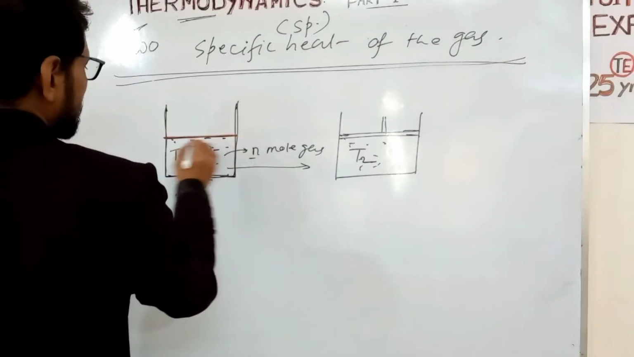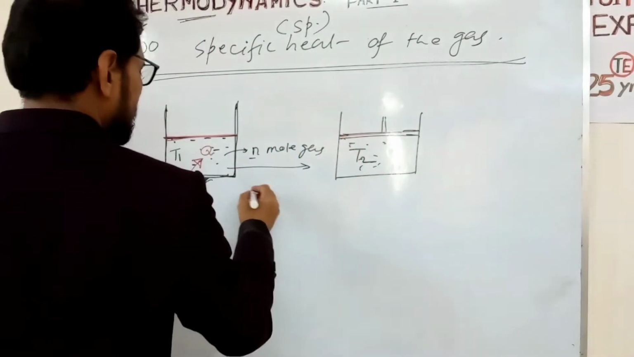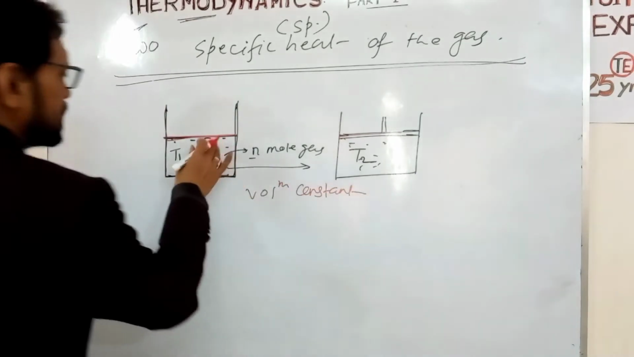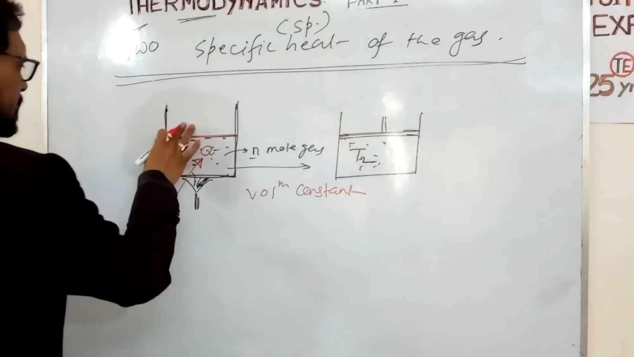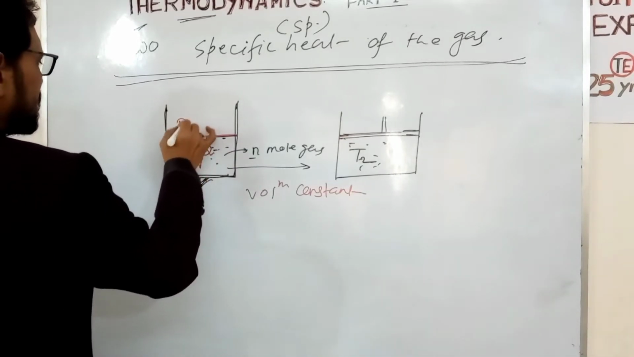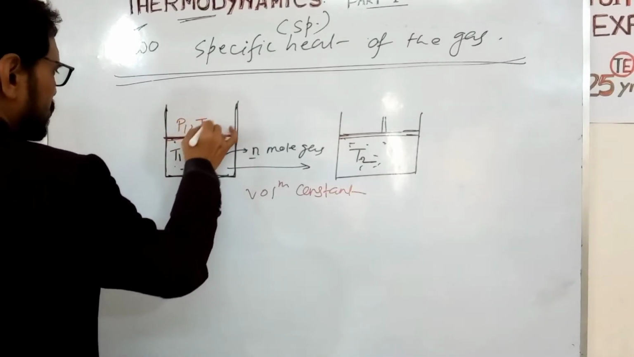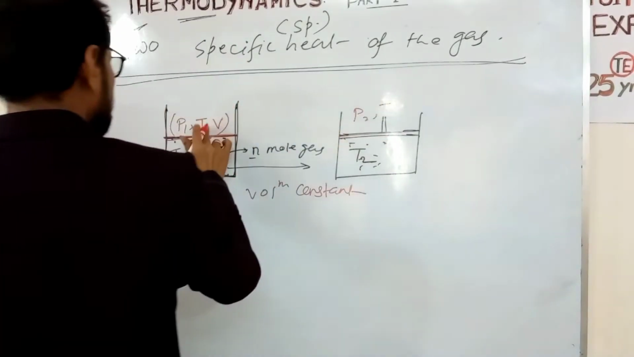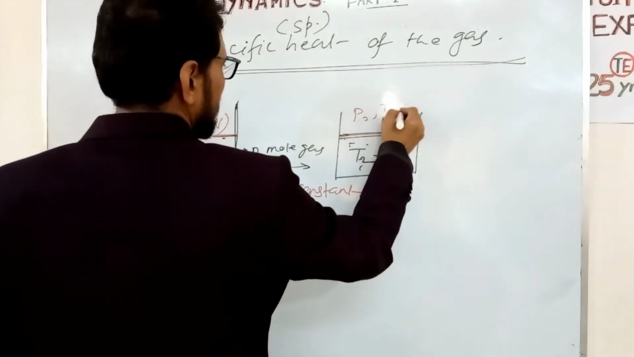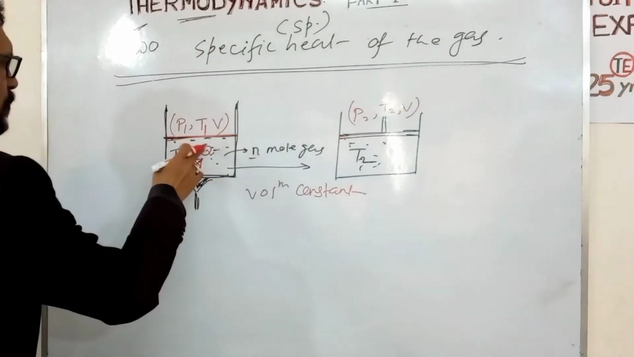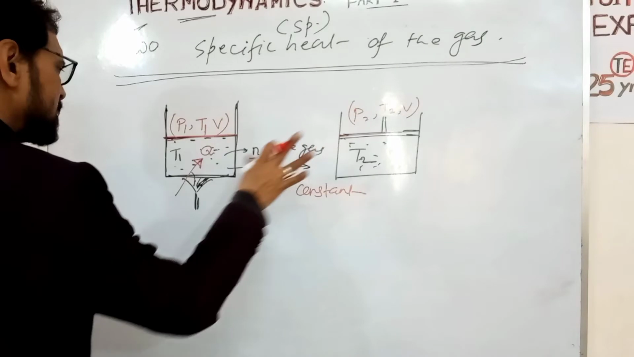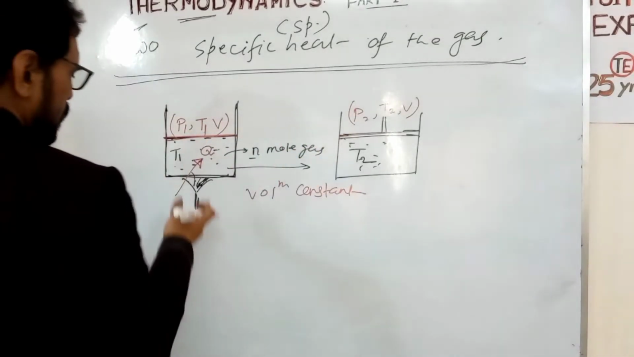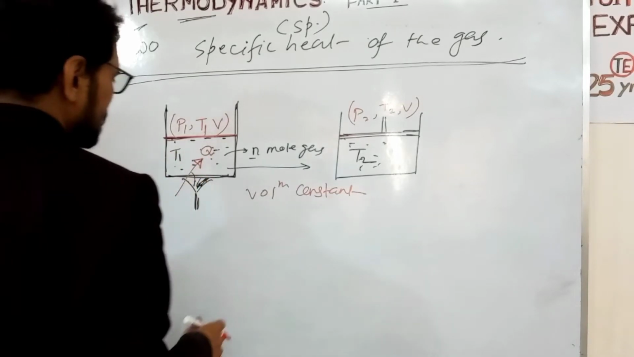Suppose the volume of the gas remains constant. Here the pressure is P1, temperature T1, and volume V. Here the pressure is P2, temperature T2, and the volume is the same. That is, the volume of the two gases remains the same, and temperature and pressure are changed. Now what amount of heat is supplied to the system?